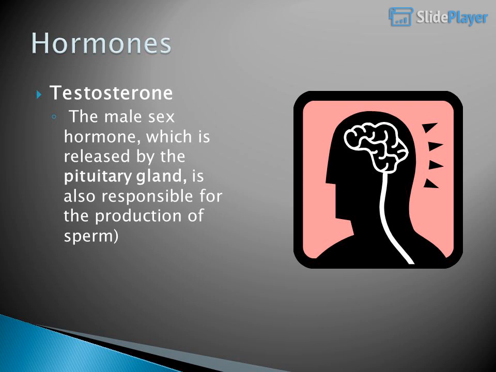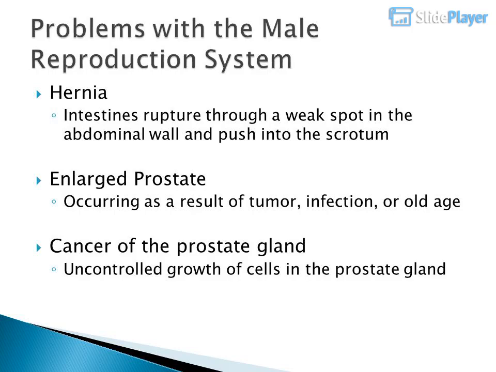Hormones. Testosterone, the male sex hormone, which is released by the pituitary gland, is also responsible for the production of sperm. Problems with the male reproductive system.